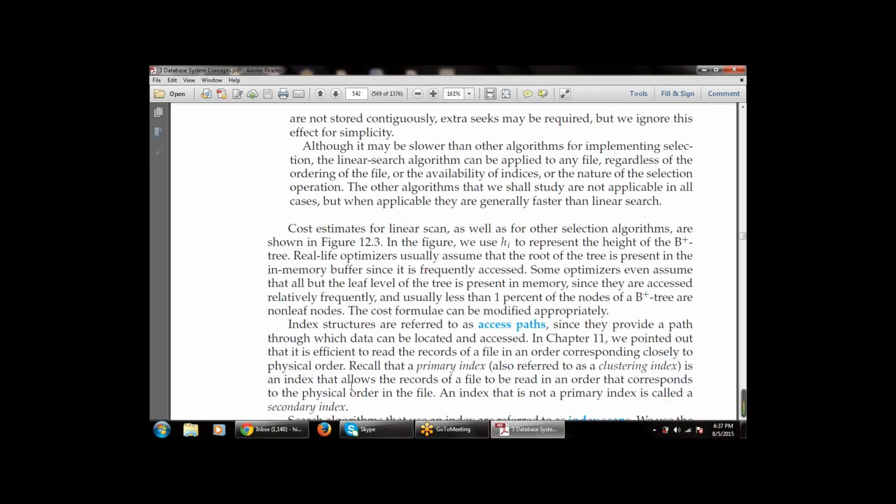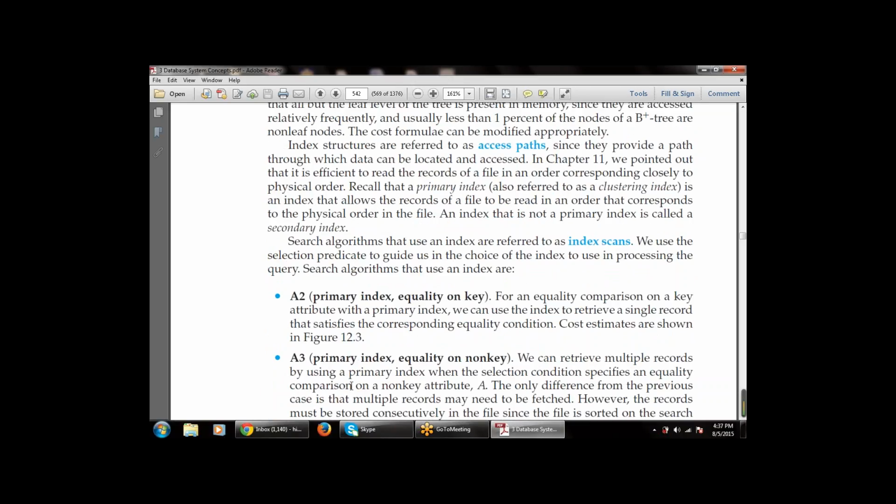Then next is A2, that is a primary index equality on the key, that is using the primary index with equality on the key, on the database records, using the index that satisfies the corresponding equality condition. Then there is A3, a primary index, that is equality on a non-key. So A2 means the primary index with equality on the key, and A3 is the primary index with equality on the non-key.